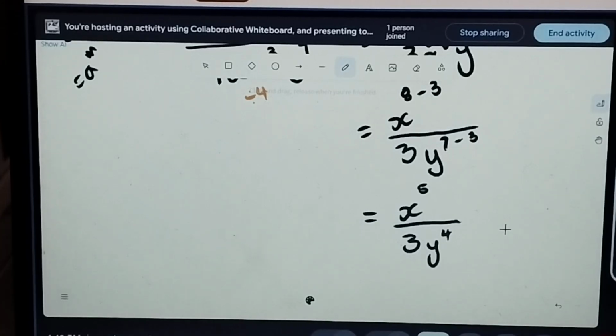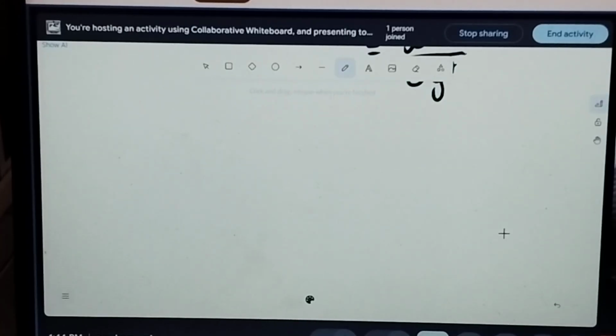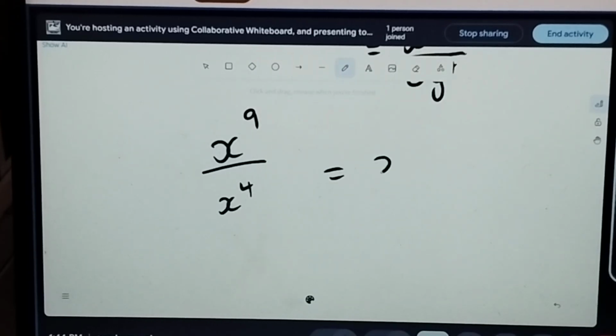Okay, perfect. Let me do another similar one first before we go into the more complicated stuff. So you might get something like this. If I had x to the power, let's just say 9, divided by x to the power 4. Can you see that my bigger power is at the top, right? Because 9 is bigger than 4. So then I just write that as x to the 9 minus 4. And that would give me x to the power 5.